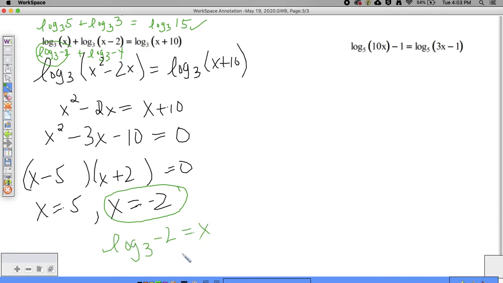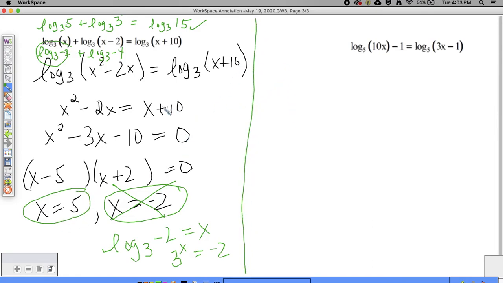Because if I set that equal to x, when will 3 to the x equal negative 2 if I write that in exponential form? And you're going to say it never does. So therefore, that is not a part of the solution. The only value is x equals 5. So that is why you actually have to check both solutions to your problem, okay?